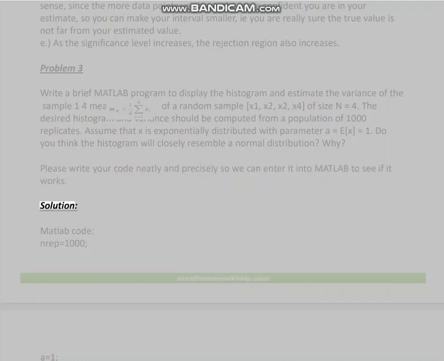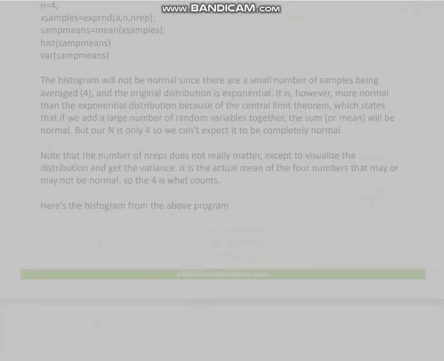Solution. MATLAB code: nrep equals 1000; a equals 1; n equals 4; xsamples equals exprnd(a, n, nrep); sampmeans equals mean(xsamples); hist(sampmeans); var(sampmeans).